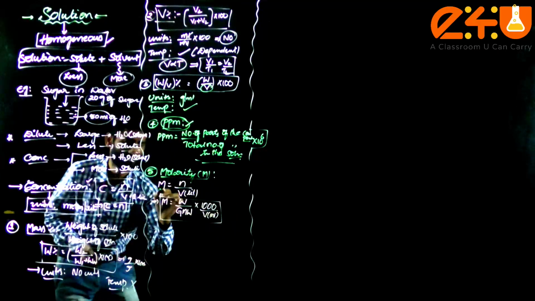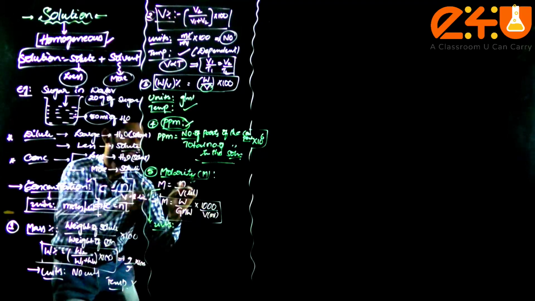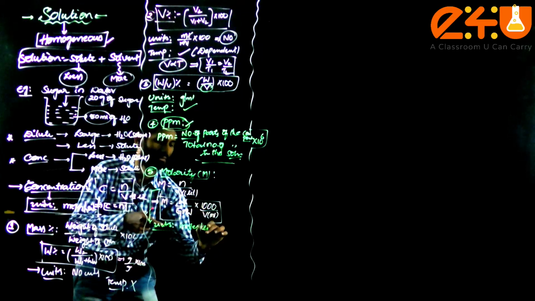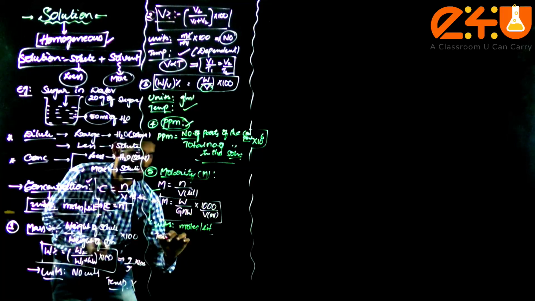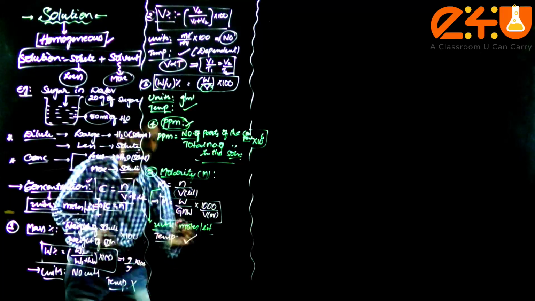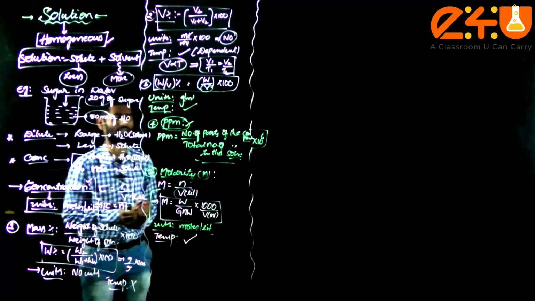Now what are the units of this molarity, sir? Units of molarity: here n stands for number of moles, and volume in liters, that is moles per liter. Sir, does it depend on temperature or not? Obviously, because there is a volume factor, it is temperature dependent. This is the one type.